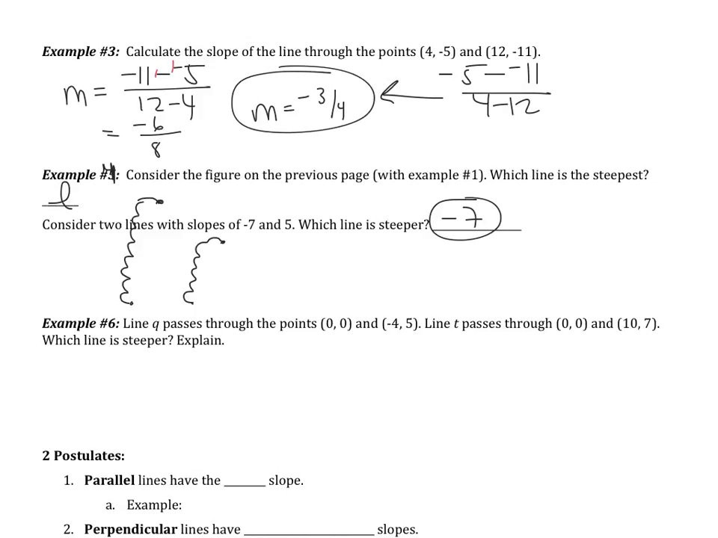Or you could see something like example 6, where it says line Q passes through points (0, 0) and (-4, 5). Line T passes through (0, 0) and (10, 7). Which line is steeper? In order to determine which line is steeper, we're not going to graph them, we're going to calculate slopes. So right now, pause the video, calculate the slope of line Q and the slope of line T. Good luck.